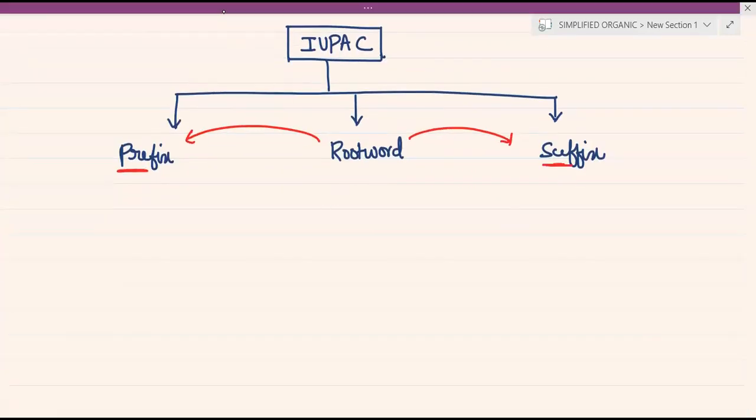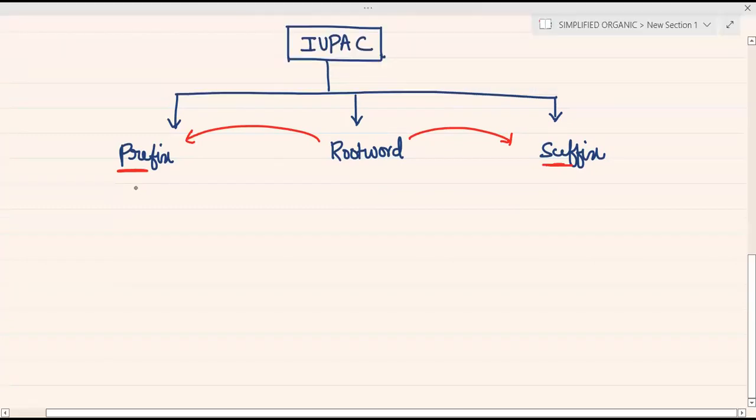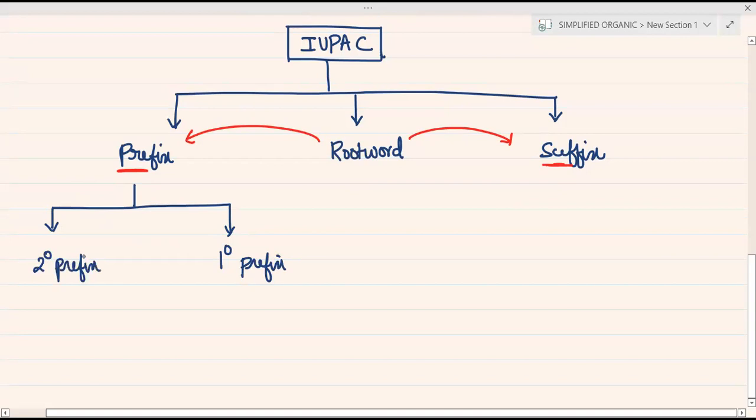Further, it is classified into different types. Prefix is classified in 2 types, primary prefix and secondary prefix. And suffix is also further classified in 2 types, primary suffix and secondary suffix.